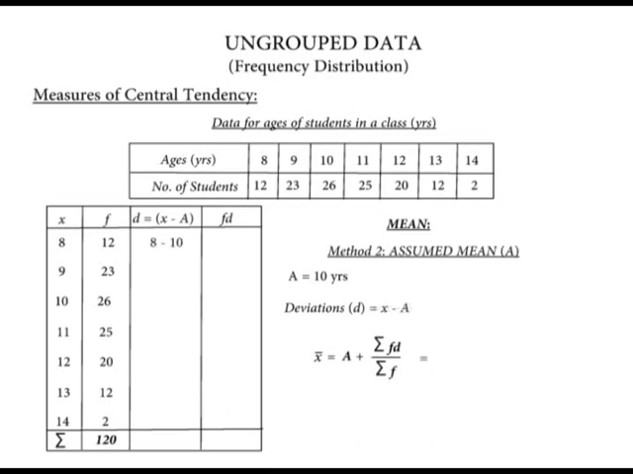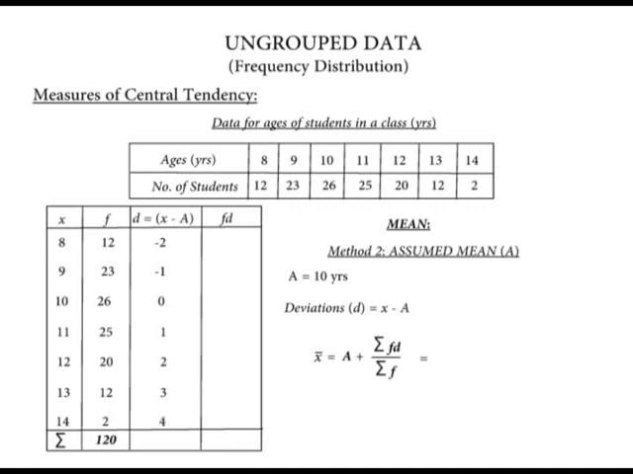8 minus 10 is minus 2. 9 minus 10 is minus 1. 10 minus 10 is 0. 11 minus 10 is 1. 12 minus 10 is 2. 13 minus 10 is 3. And 14 minus 10 is 4.